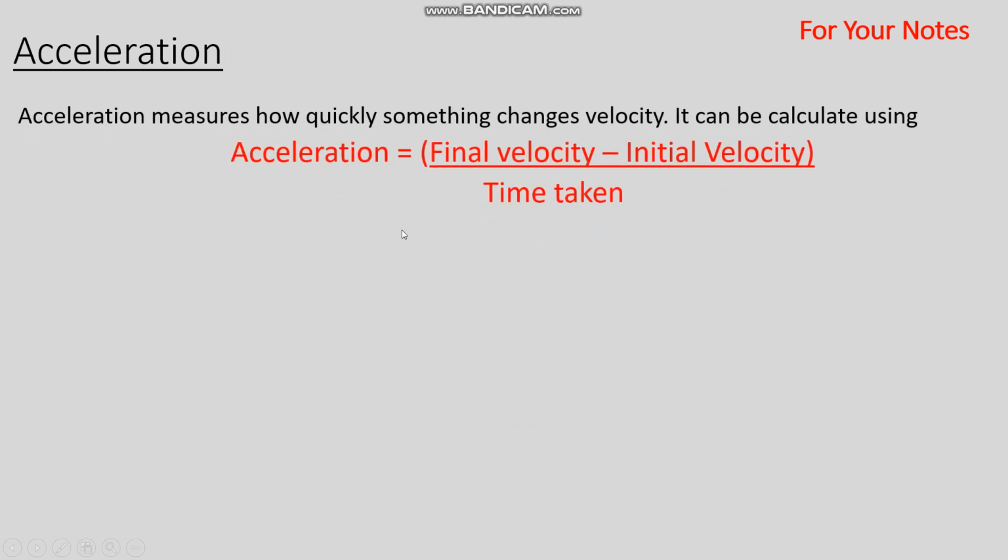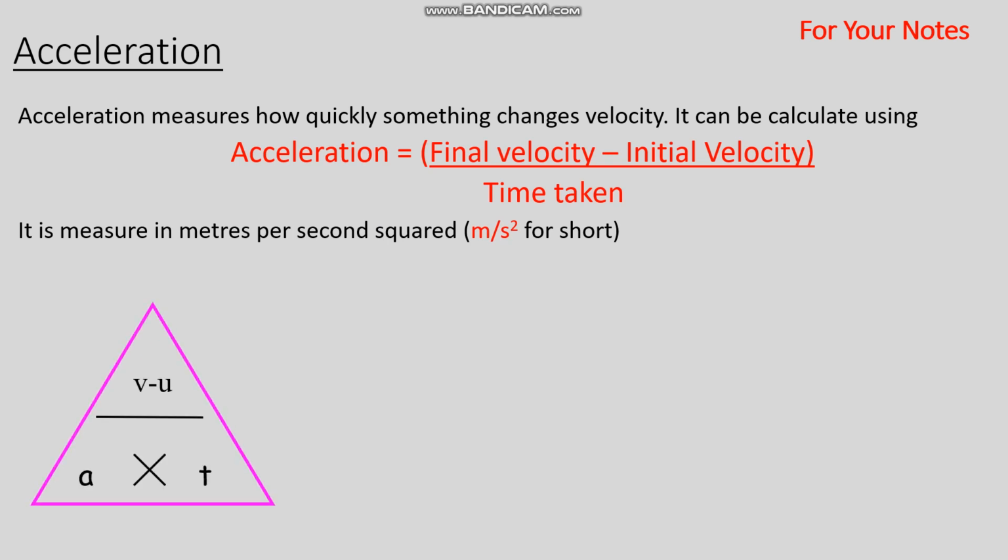The first thing is a little definition here. Acceleration measures how quickly something changes its speed or velocity, and it can be calculated using: acceleration equals final velocity minus initial velocity divided by the time taken. So the speed that you end up with minus the speed that you started with, divided by the time taken. That's one of the equations or formulae that you need to know and learn. The unit for acceleration is meters per second squared, or m/s squared for short, and I'll talk about why that is a little bit later.